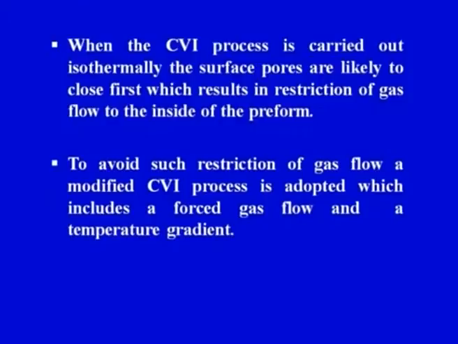So you can see on your screen the second point: to avoid such restriction of gas flow, a modified CVI process is adopted. So we will modify the process. How can it be modified? It includes a forced gas flow and a temperature gradient. So two important process variables are taken into account. The gas flow is forced now. Suppose in the previous case the gas flow was not forced, it was a natural flow only, but now we are forcing the gas into the preform. And second, we are going to establish a temperature gradient.